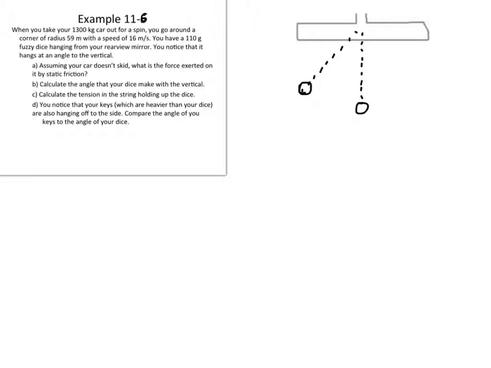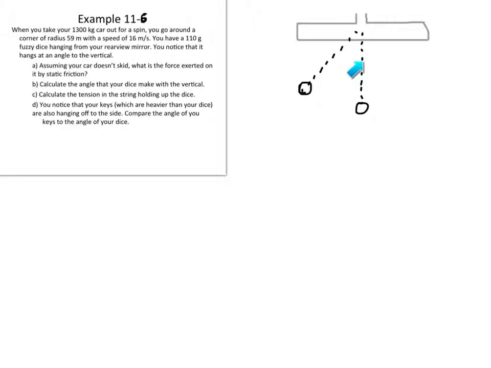This is example 11.6, and we already did this in class, but we had a little bit of trouble, and this was partly my fault as well, with parts B and C. We initially had some difficulty calculating the angle that the keys or the fuzzy dice make with the horizontal, and part D is going to be asking, what if you have something that's heavier, like your keys? How is that angle going to compare to the angle of the fuzzy dice? And this is what we were trying to do here.